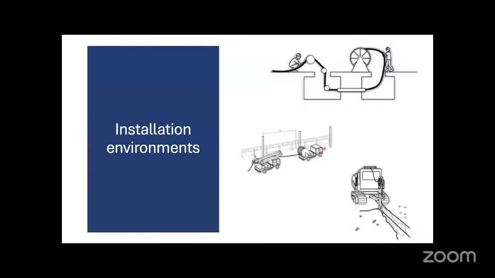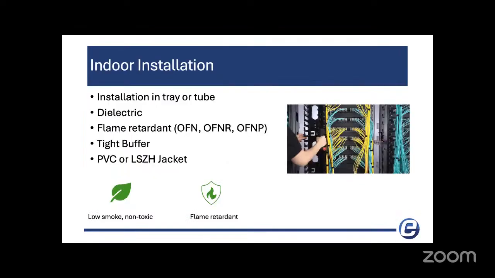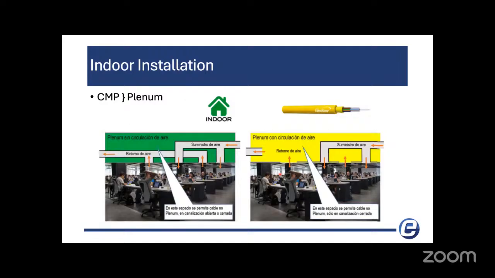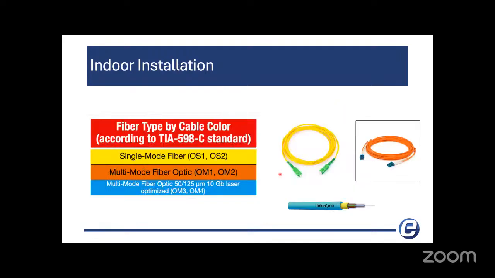Okay, so let's talk a little bit about installation environments. So you have indoor installations, installations in tray or tube, dielectric and flame retardant, for indoor offices and other applications where you need to certify that our fiber is good for indoor. If it burns, it has a flame retardant, it's non-toxic. So it's the most basic indoor installation where you go from the equipment room to the telecommunications closet and install it each and every way. So let's just jump right to the fiber. I think you guys mostly know about indoor installation and what you require for it.